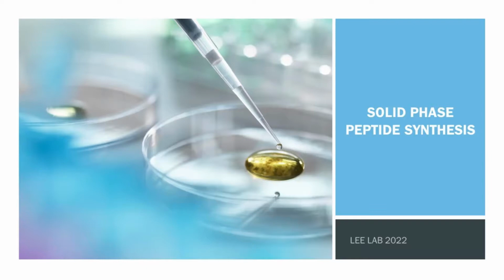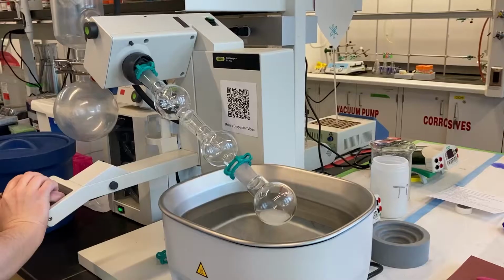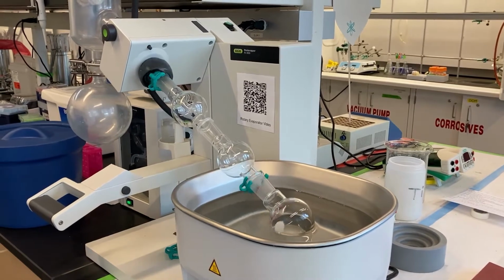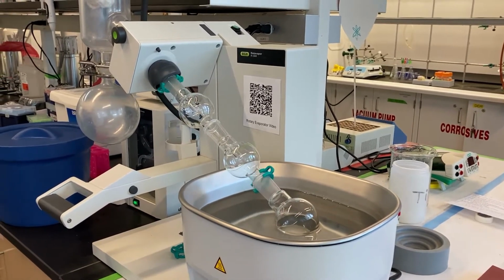In this video, we will describe how to perform an ether precipitation on your cleaved peptide. After concentrating your sample using the rotovap, you will need to precipitate your peptide to further separate it from the residual cleaving reagents and side products.